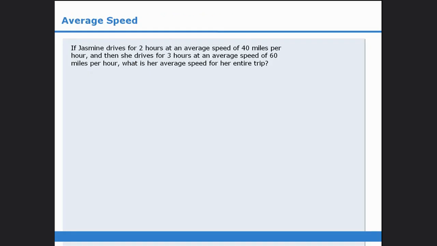In this lesson, we will learn how to calculate average speeds when a trip consists of 2 or more parts during which the speeds differ. In the example shown here, Jasmine drives 40 miles per hour for part of the trip, and she drives 60 miles per hour for another part. Our goal is to find her average speed for the entire trip.